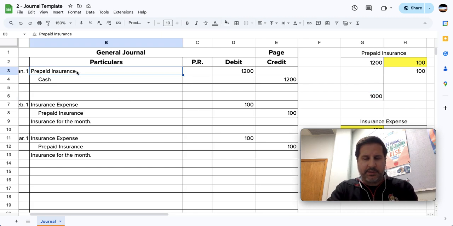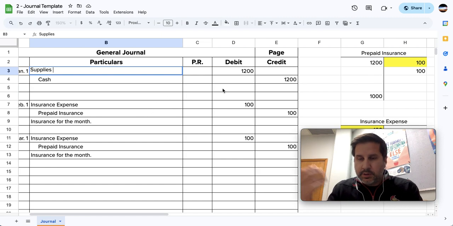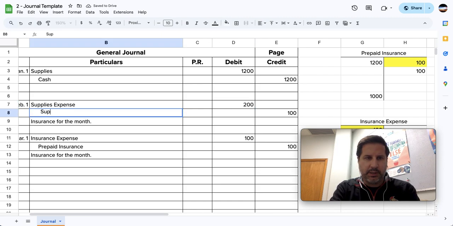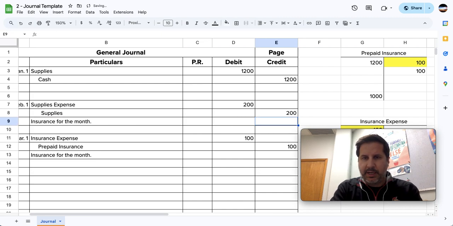We could have bought supplies for $1,200, and then at the end of the month we notice we have say $1,000 of supplies left. Then we would have a supplies expense for that month of $200, and it would not be prepaid supplies, it would be supplies for $200. So all we're doing is we're updating our account at the end of the month.